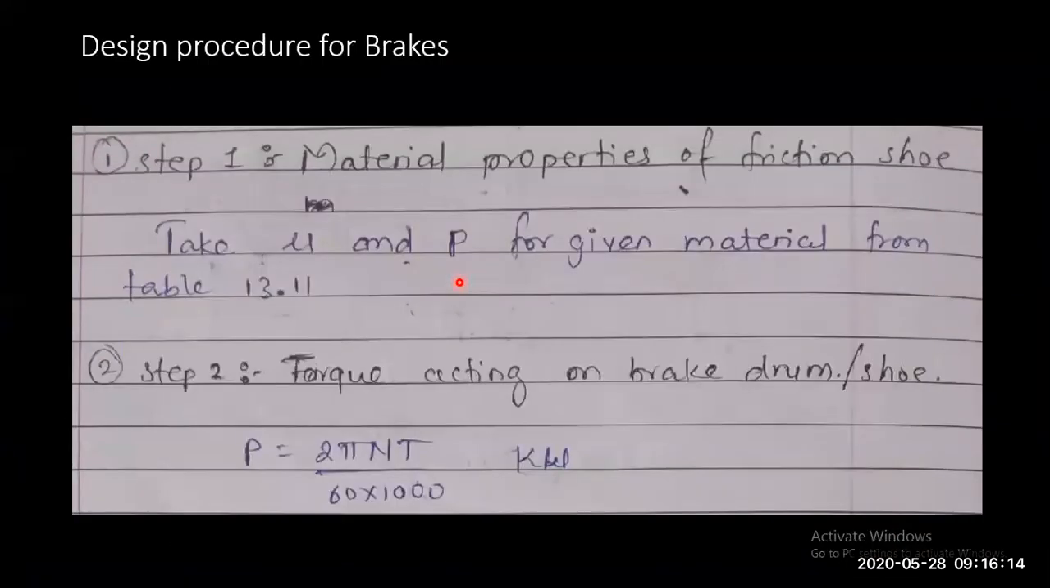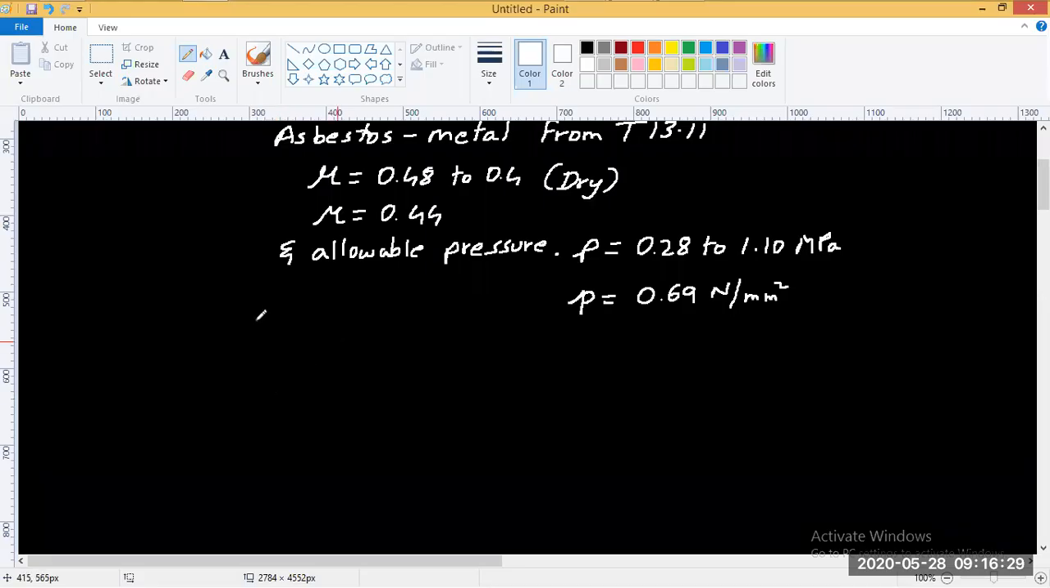Right. So step 1 was extract mu and p. We have done that. Step 2 is you need to find what is the torque acting. This is a classical equation which we were using since a long time. So we'll take this equation here and plug in the values.